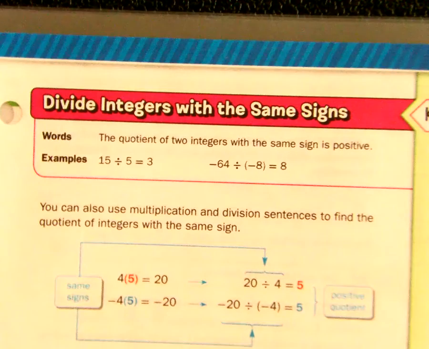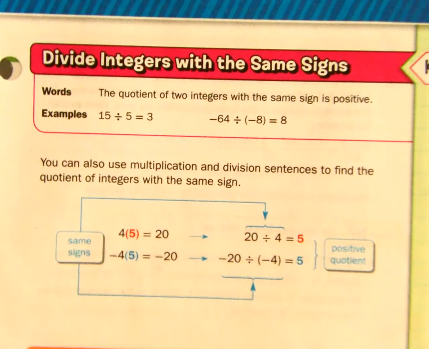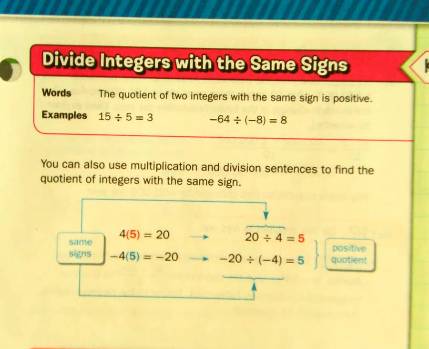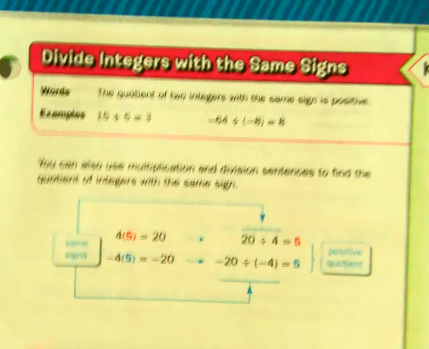Okay? And then if we divide with the same sign, our answer is always positive. Again, just like our multiplication rules. Same signs are positive. So a positive divided by a positive is positive, and a negative divided by a negative is a positive. Again, we have our double negatives. They always make a positive.